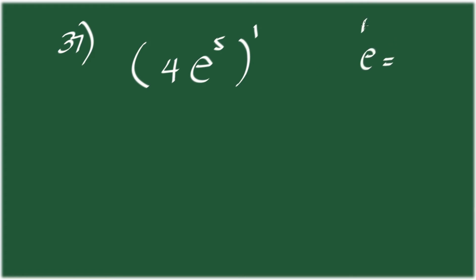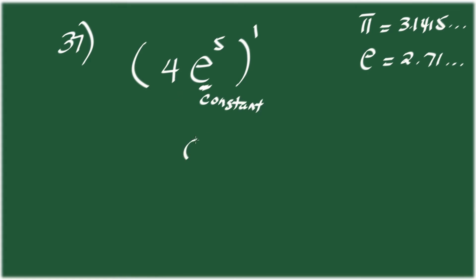Okay. Let's say you have 4e to the 5. What is the derivative? Now, e is like pi. They are irrational numbers, like a non-terminating decimal. So e is 2.71 and so on. Those are irrational numbers, and they are constant in this case because e is like 2.71 raised to 5. So this is considered constant. And what is the derivative of a constant? 0. It's not e to the x, it's e to the 5.